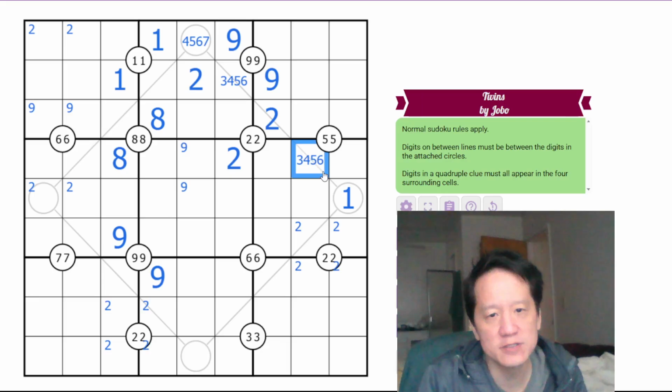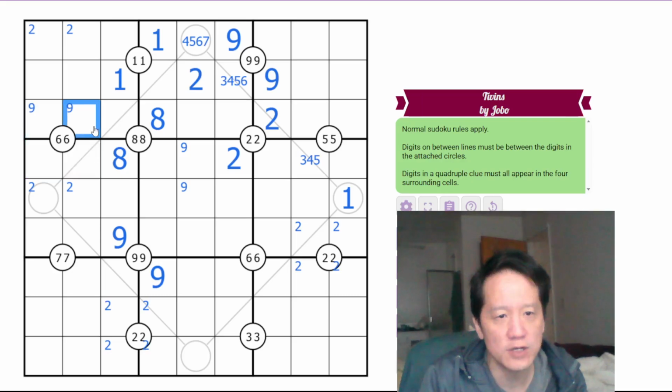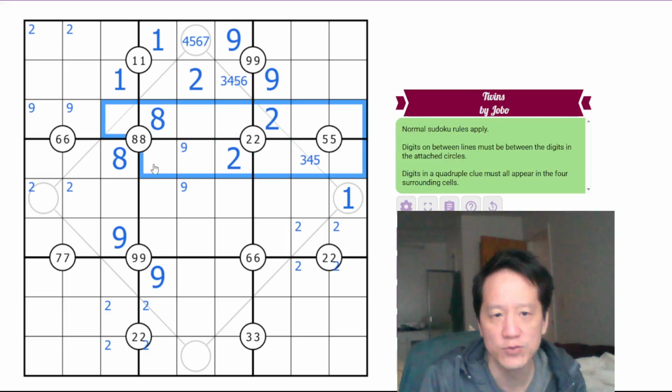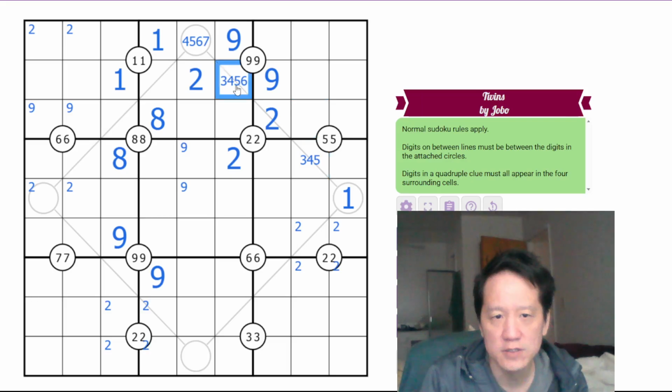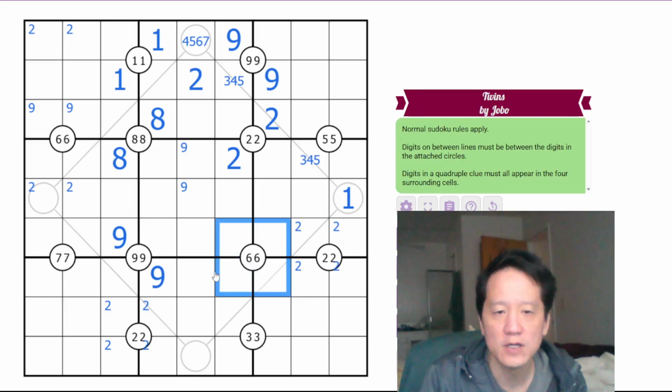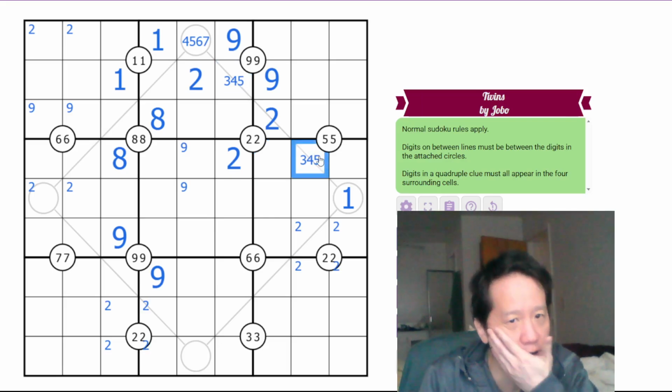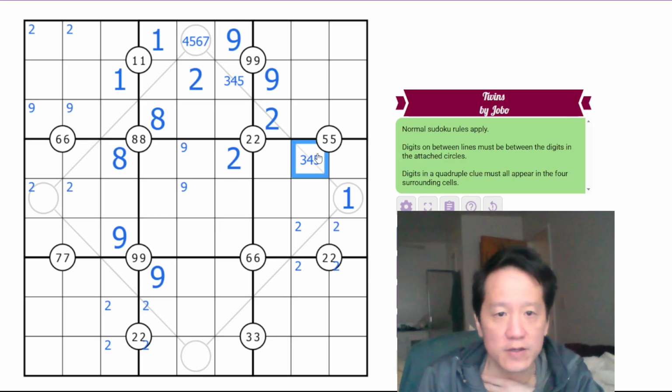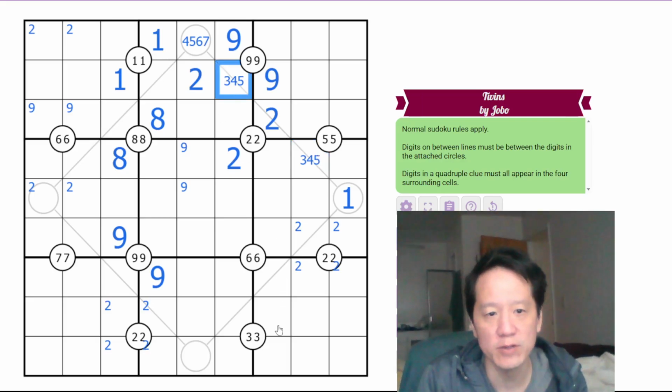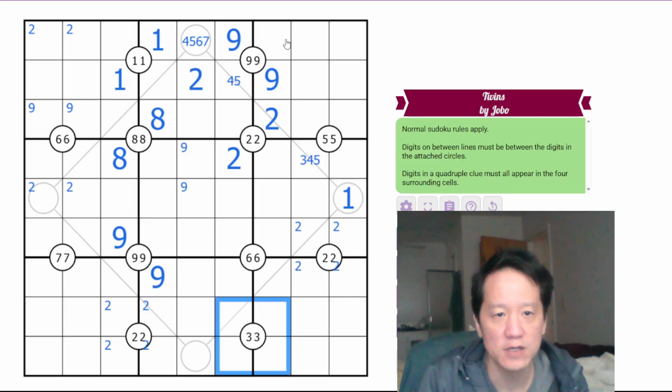But it cannot be 6 here because we have a twin 6 here, which eliminates 6 from the rest of rows 3 and 4. So these can't be 6. So this can't be 6 either because we have twin 6s here in columns 6 and 7. So it's 3, 4, 5, 3, 4, 5. That's fine. This can't be 3 because of the twin 3s in columns 6 and 7.